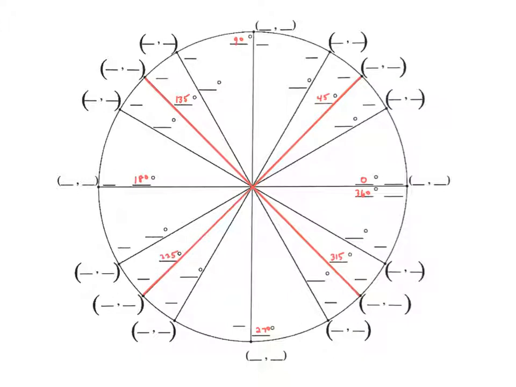To fill out the rest of the degrees, we're going to count by 30s. So 0, 30 degrees, 60, we already have 90, 120, 150, 180, 210, 240, 270, 300, 330, 360.